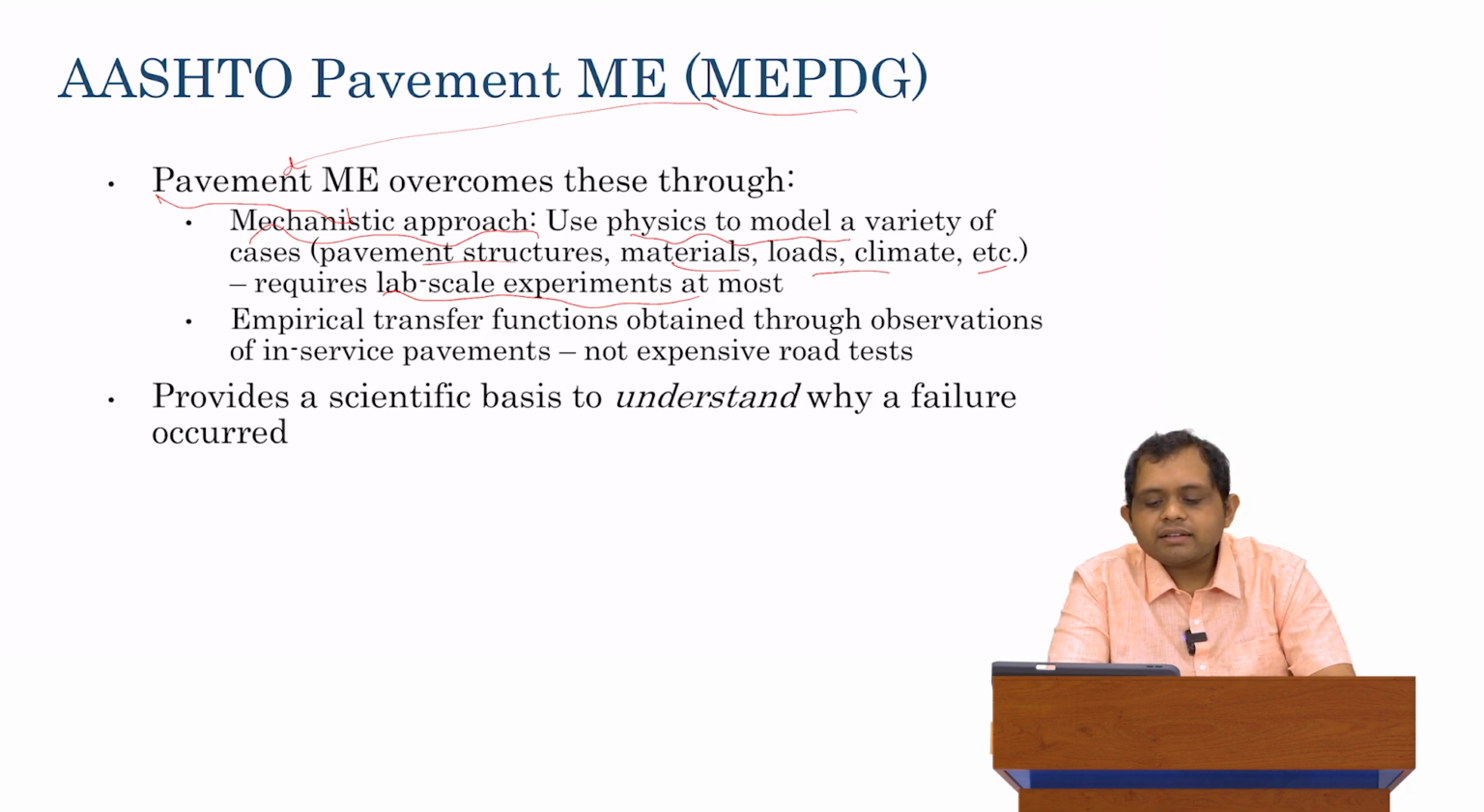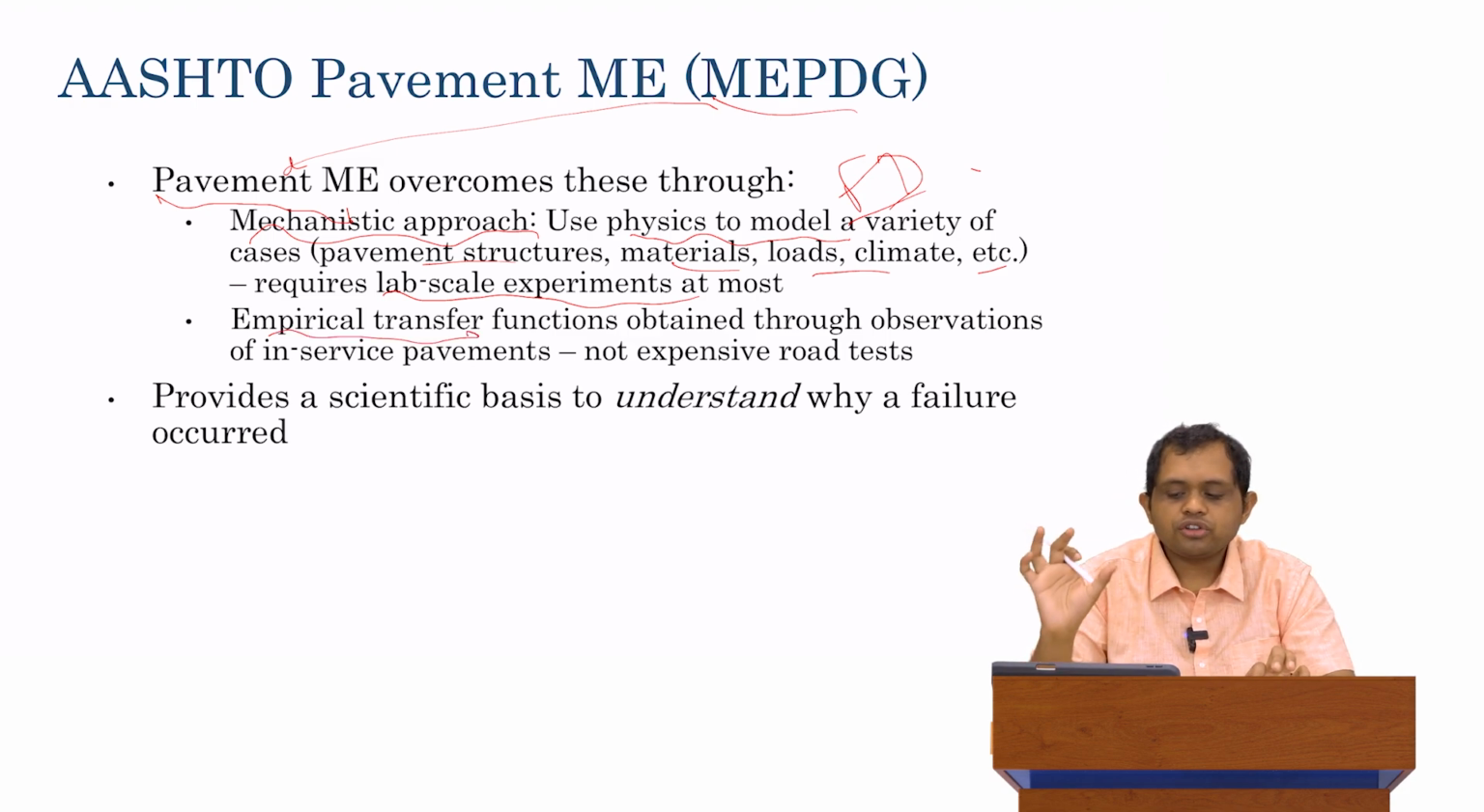So the mechanistic approach doesn't mean you've abandoned experiments. It means you don't need large scale expensive experiments. You can work fine with small lab scale experiments. So the mechanistic approach could then eliminate the need to keep performing road tests. Instead, you can perform a few small lab tests and develop these physics-based models. The physics-based models will get you up to the point of calculating fatigue damage. And then the second approach was developing these transfer functions, which are empirical functions which take you from fatigue damage to distress.